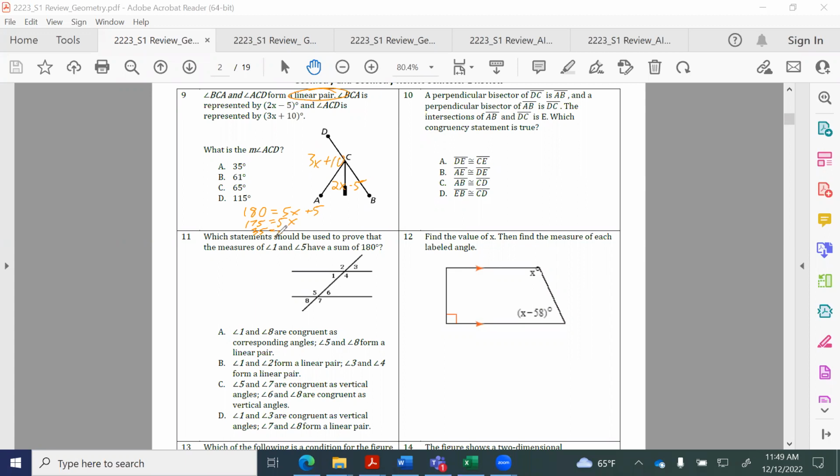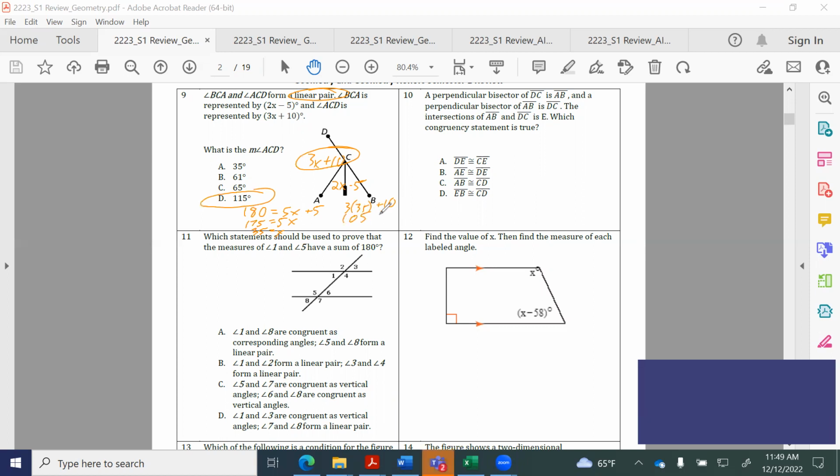Once you know x, now we can plug it back in. This is the angle they want us to solve for, so that's what we're plugging it in for. So we have 3 times 35 plus 10. Now, since I know x is 35, there's only one of these answers over here that doesn't make sense. It has to be D. But again, I'm going to keep going and solve it out. 3 times 35 is 105. Plus 10 is 115. Which is again, answer B.